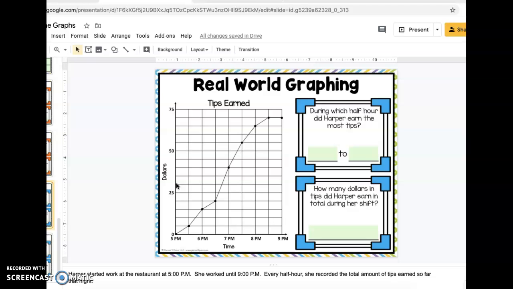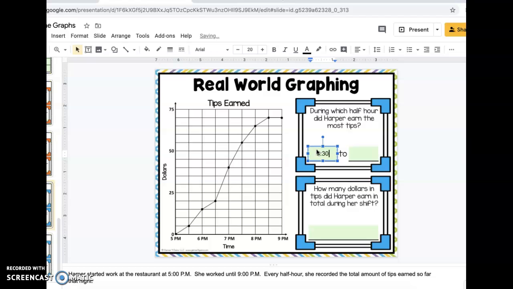Wow, look at this. I noticed right here at 6:30 to 7, she has 5, 10, 15, 20. She earned $20 there compared to the other parts of her shift. This was her biggest amount of money here. So from 6:30 p.m. to 7 p.m., she earned her most money. How many dollars in tips did Harper earn total during her shift? At the end here, I notice it's at $70. She earned $70 at the end.